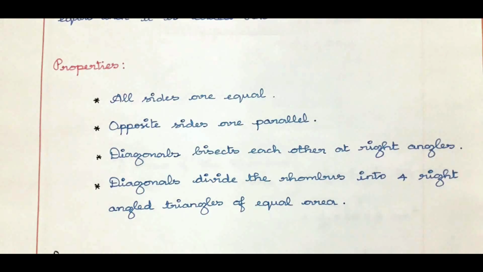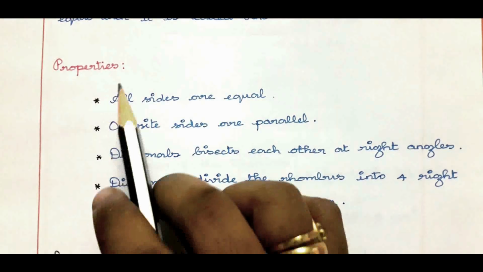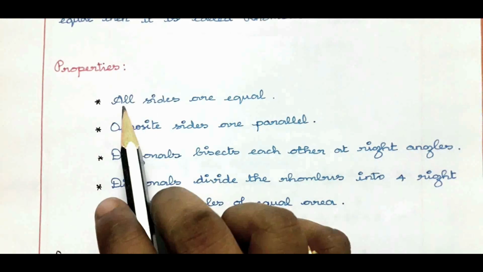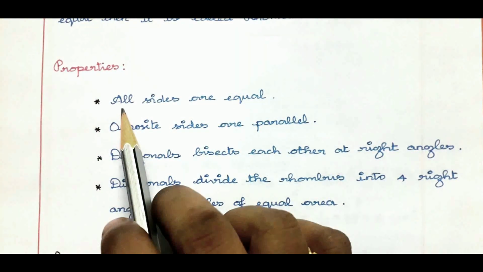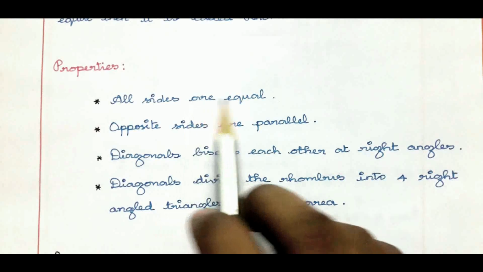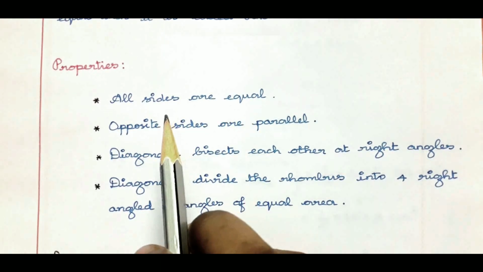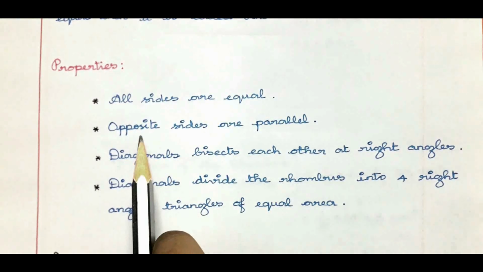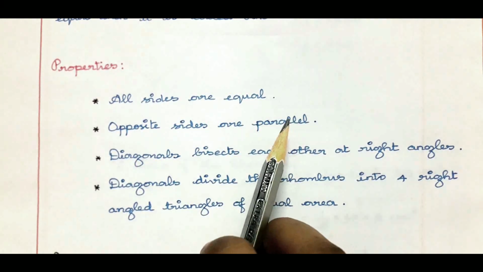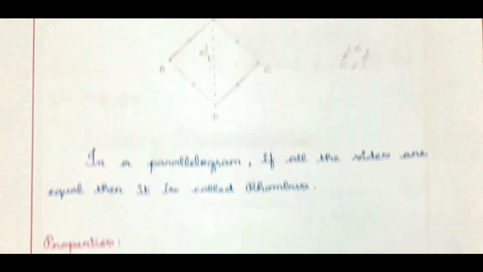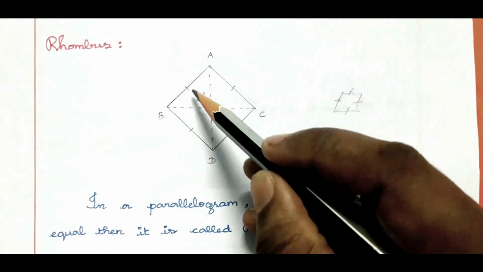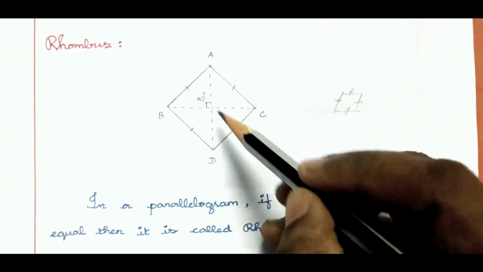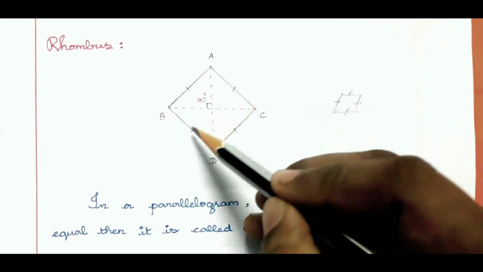Now we'll see the properties of the rhombus. First property: all sides are equal. As I said, from the definition we learned that in a rhombus all the sides are equal and opposite sides are parallel. When we see here, it also has parallel sides. So opposite sides are parallel.